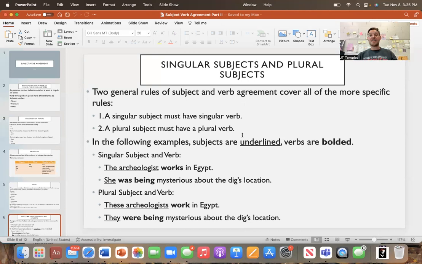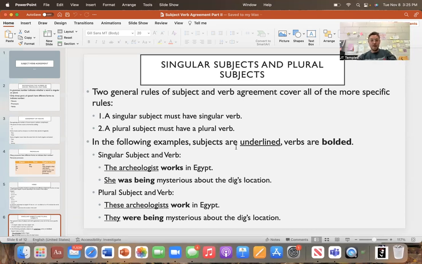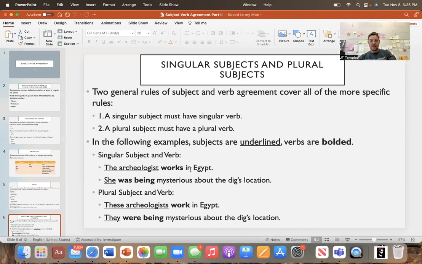So if we look throughout this lesson, any subjects are going to be underlined and verbs are bolded. So a singular subject with a singular verb. The archaeologist, right? It's one thing, one person, works in Egypt. She was being mysterious about the dig's location. So notice if we change the parts of speech, or we change the number, archaeologist and she becomes plural. These archaeologists works becomes work, and with they instead of she, was becomes were.